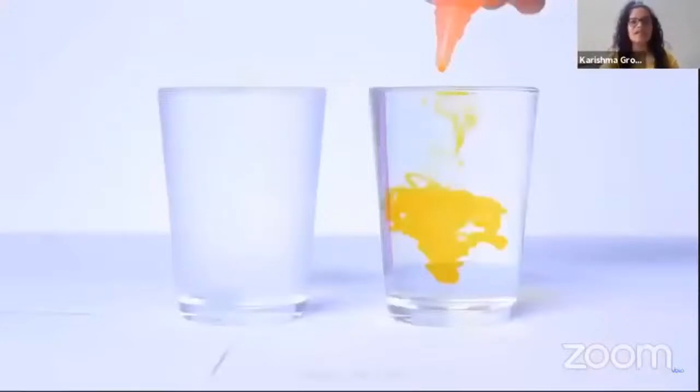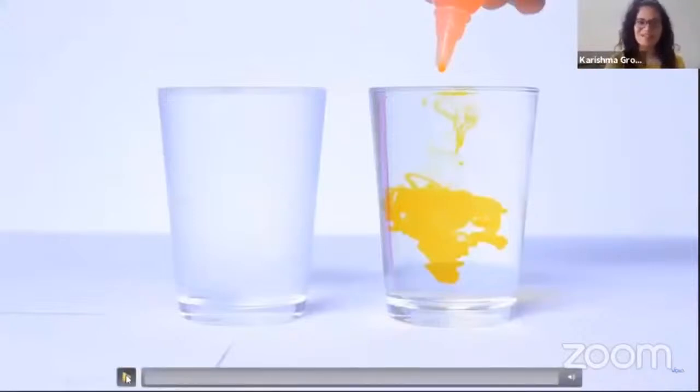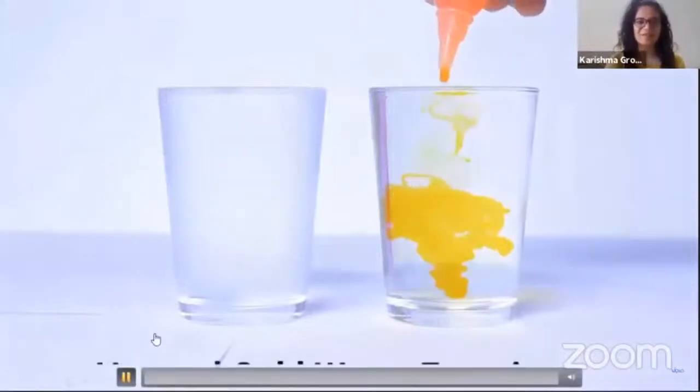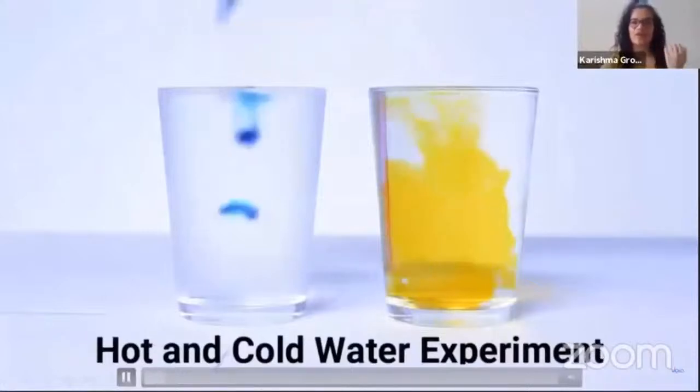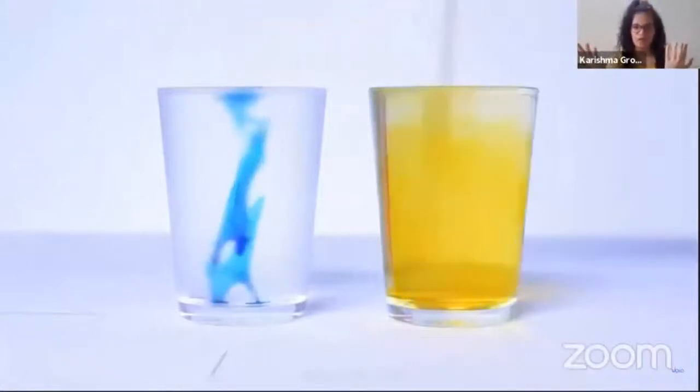So what you all will be needing is two sets of glasses. Food coloring or any paint would also do, two different colors. So let's start. So we have cold water this side and hot water. So cold is blue and yellow is hot.